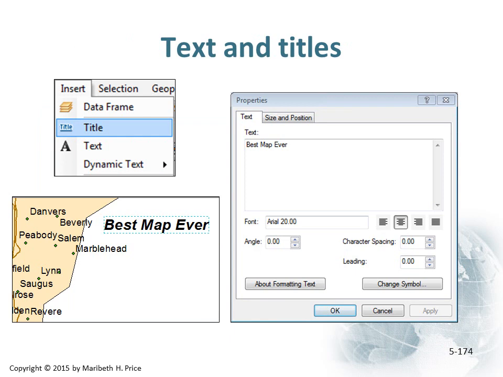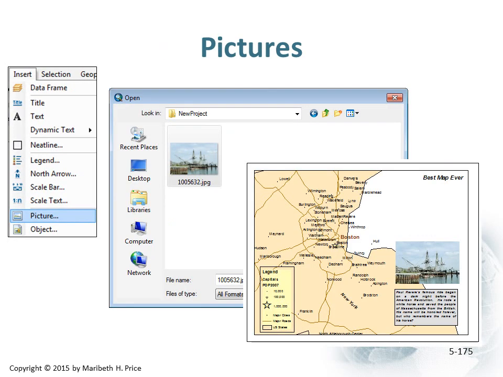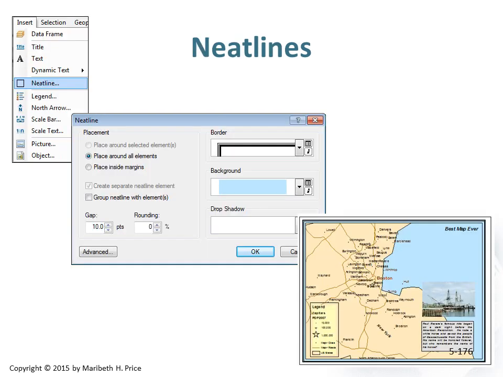Text and titles, basically just inputs a text box that you can then use to add additional information, whatever it might be. You can also insert pictures in your maps. This is sometimes a pretty common technique. Sometimes it just destroys your really good map with a picture and makes it too busy. Other times it adds quite a lot of meaning and context to what you're trying to say.